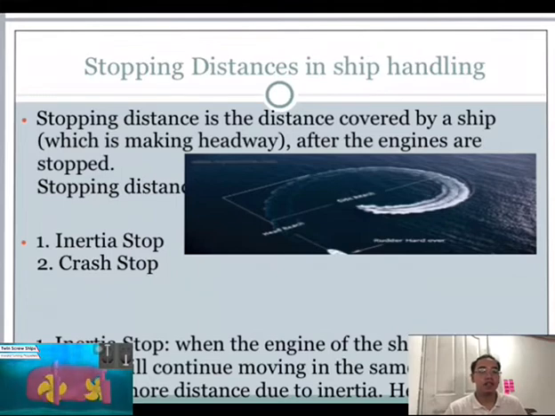The second one is the crash stop. Here, the engine, which is moving in a ahead direction, is given an order for full astern, leaving the rudder in a midship position, to stop the ship within minimum distance and shortest possible time.